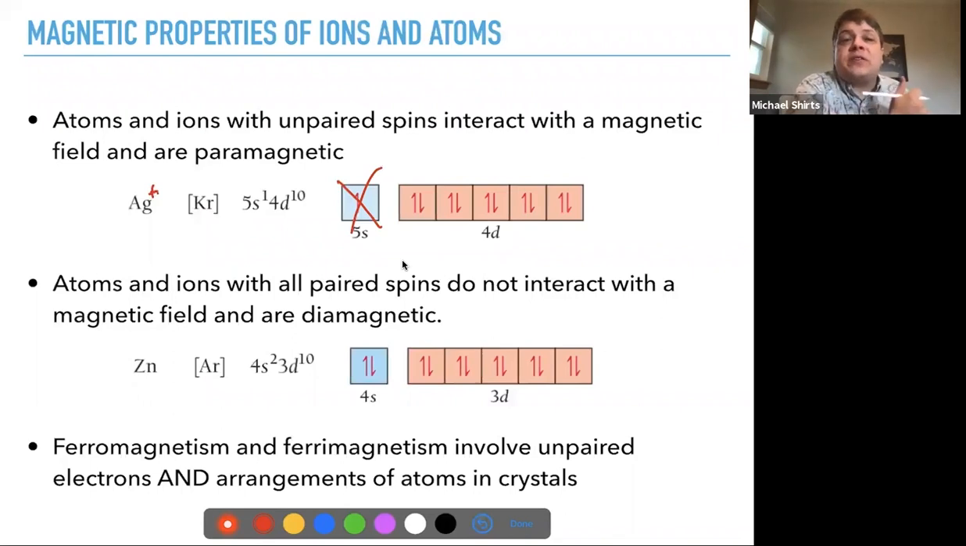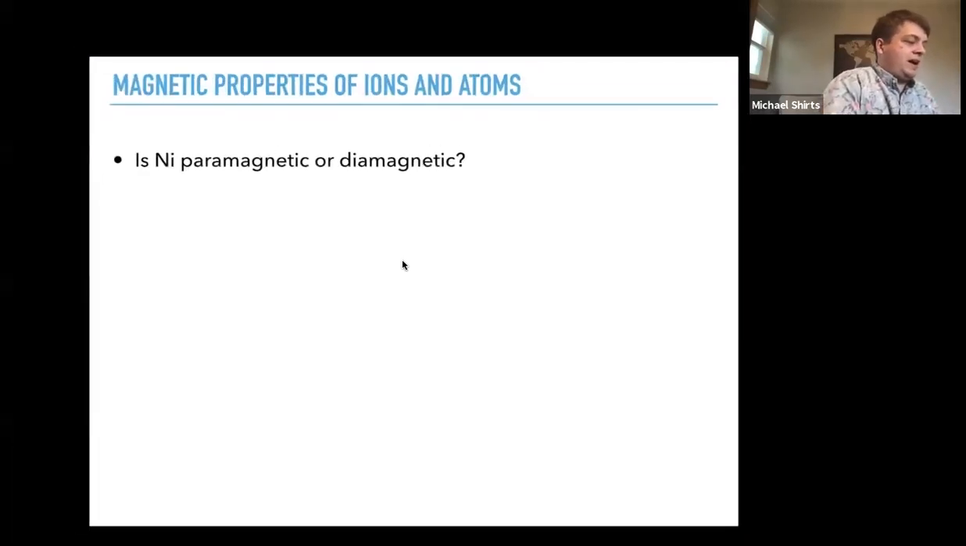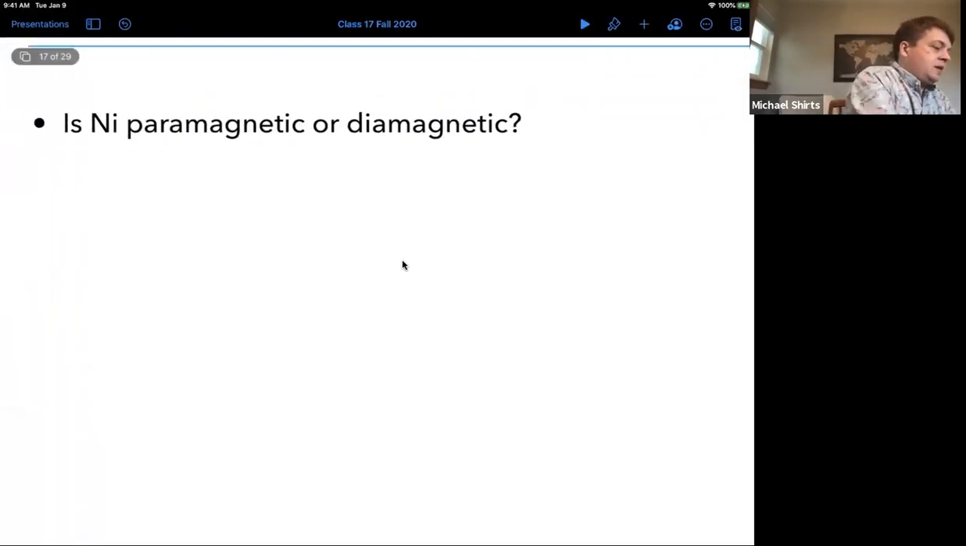What we can say is whether things are paramagnetic or diamagnetic, and all we do is write out the electron configuration and count the spins, see which spins are unpaired and which aren't. So for example, nickel, is that paramagnetic or diamagnetic? Let's write out the electron configuration. It has 28 electrons. It has an argon noble gas configuration, then 4s2, 3d8.